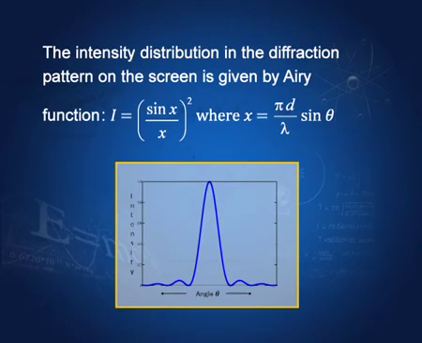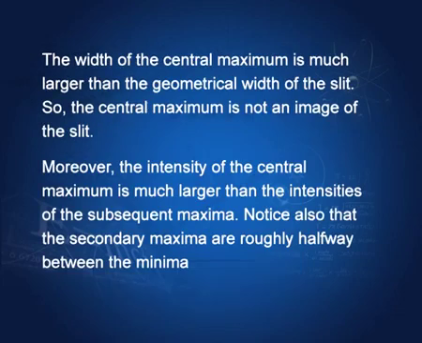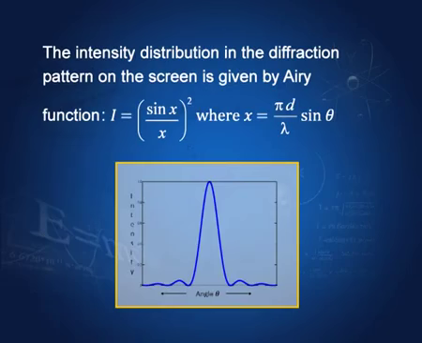So, the central maximum is not an image of the slit. Moreover, the intensity of the central maximum is much larger than the intensities of subsequent maxima. This is much larger than this maximum or this maximum or this maximum. Notice also that the secondary maxima are roughly halfway between the minima. This is halfway between two minima, roughly halfway.